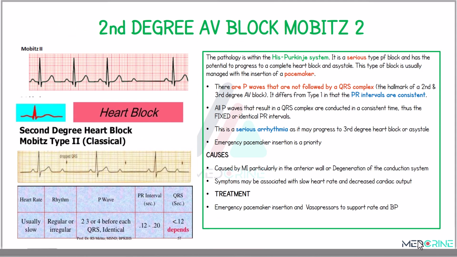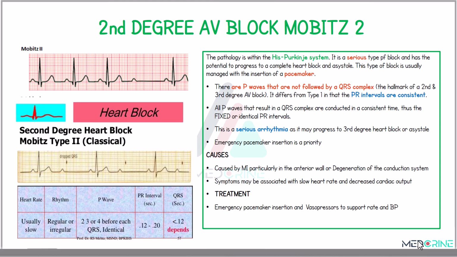So let's move to the second type of second-degree atrioventricular block, known as the classical heart block, or Mobitz Type II. In this type of heart block, the pathology is in the bundle of His and the Purkinje system. This is quite a serious type of block, which has a potential to progress to even a complete heart block, which is a third-degree heart block, and even asystole when the heart stops beating. The type is usually managed through an insertion of a pacemaker.